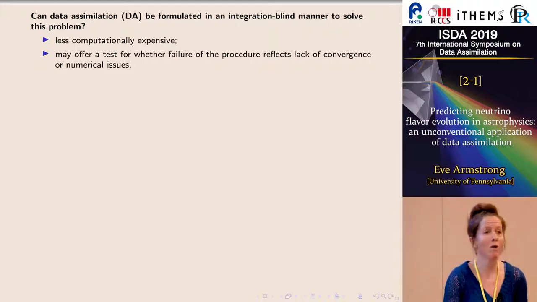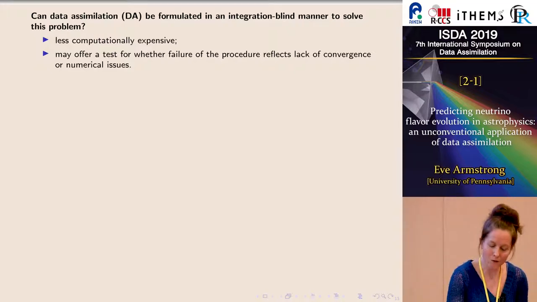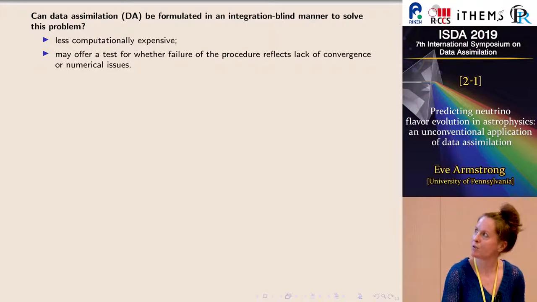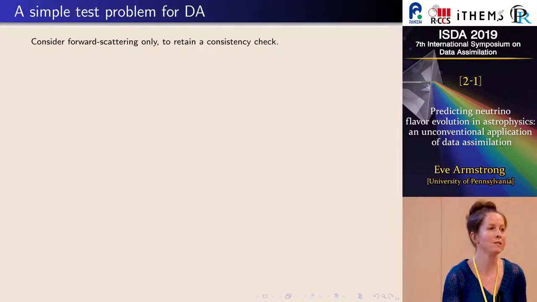So here's the problem that we gave to DA. This is a first step to ascertain whether DA can be useful in this arena. Importantly, for a first step, we choose a boring, simple problem that we already know the answer to. The one that I introduced you to, the case of simple forward scattering that can be solved with numerical integration, so that we know the answer. And we want to challenge DA to give us that answer back.